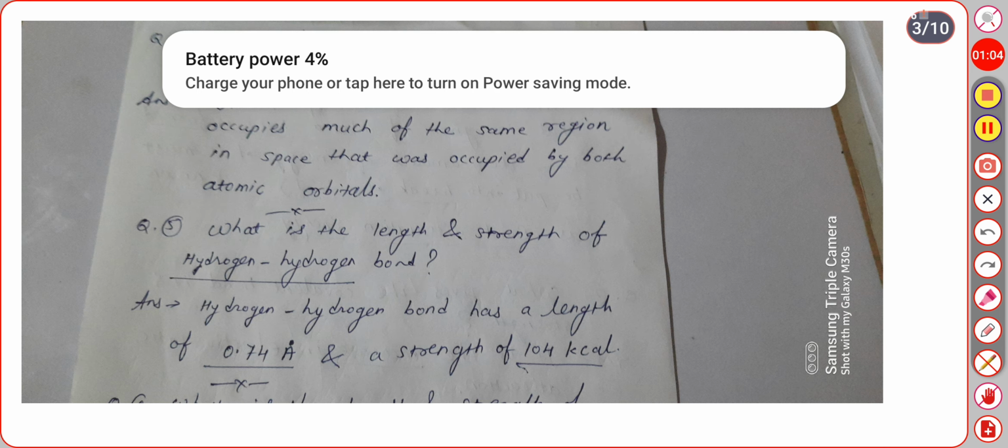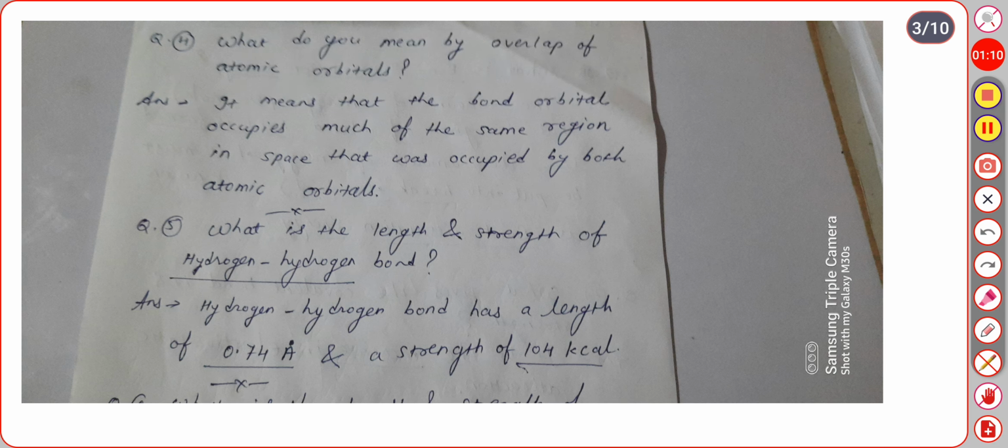Next question is question number 4. What do you mean by overlap of atomic orbitals? It means that the bond orbital occupies much of the same region in space that was occupied by both atomic orbitals. It is the concept of overlap of atomic orbitals.